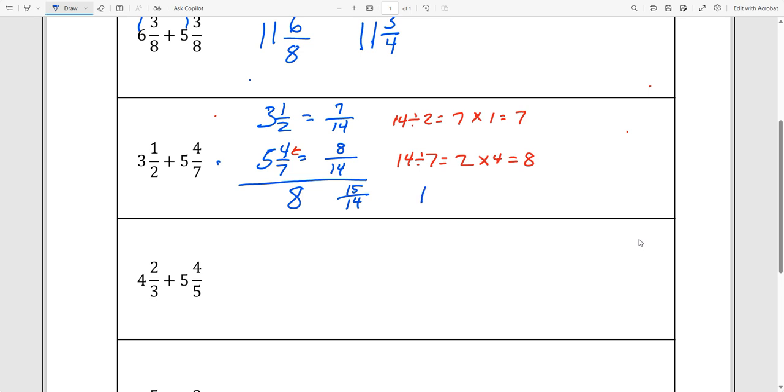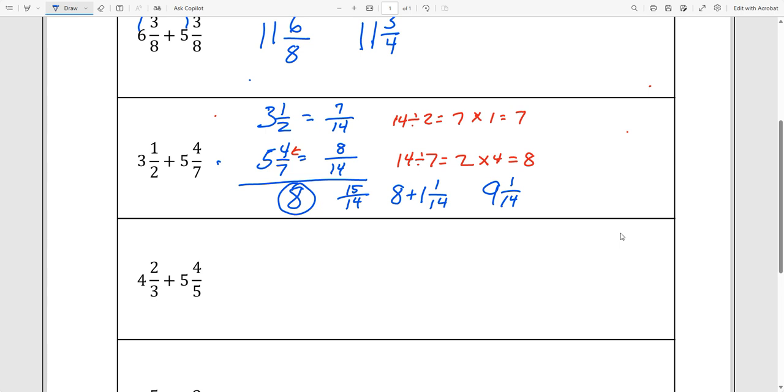And then we have 1 and 1/14. And then we'll add the whole parts together. We already had 8 right here. And so we'll add the whole parts together. 8 plus 1 is 9. And 9 and 1/14 will be our answer for that. Okay, so that's how we would do those.